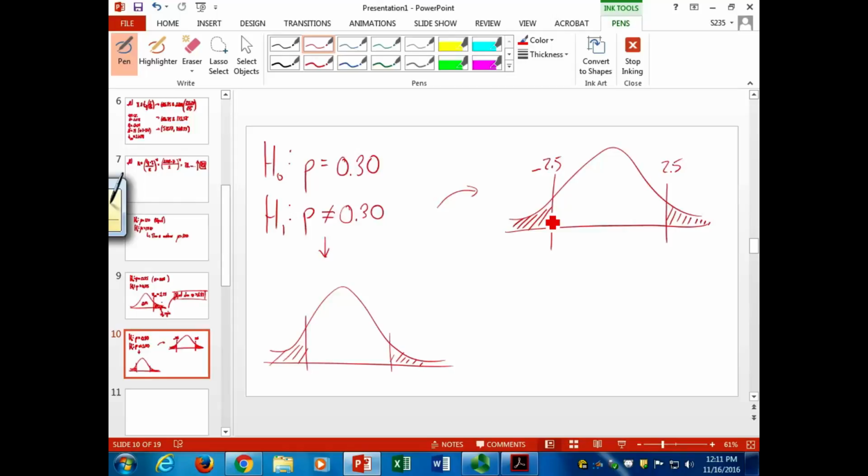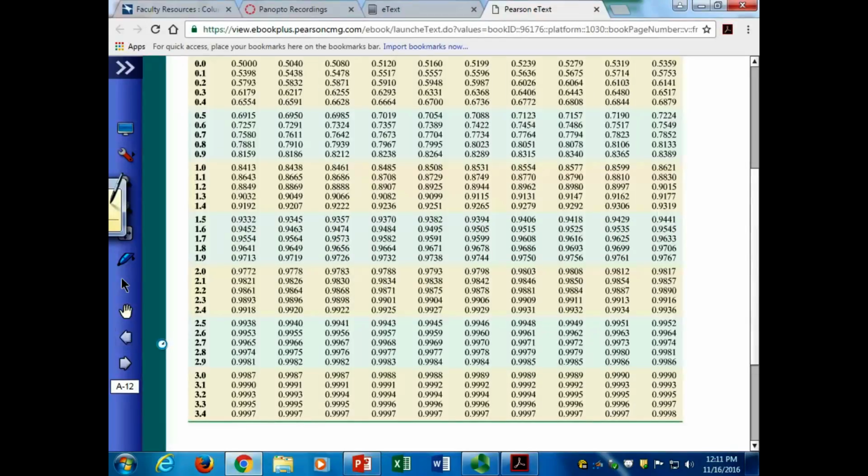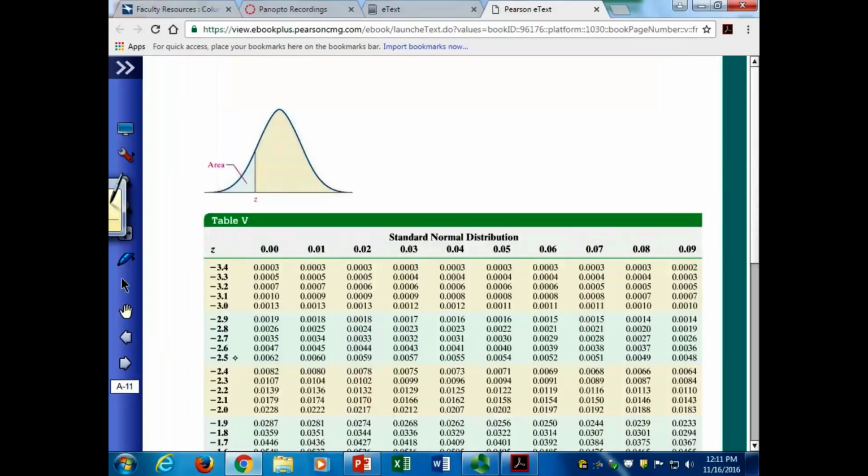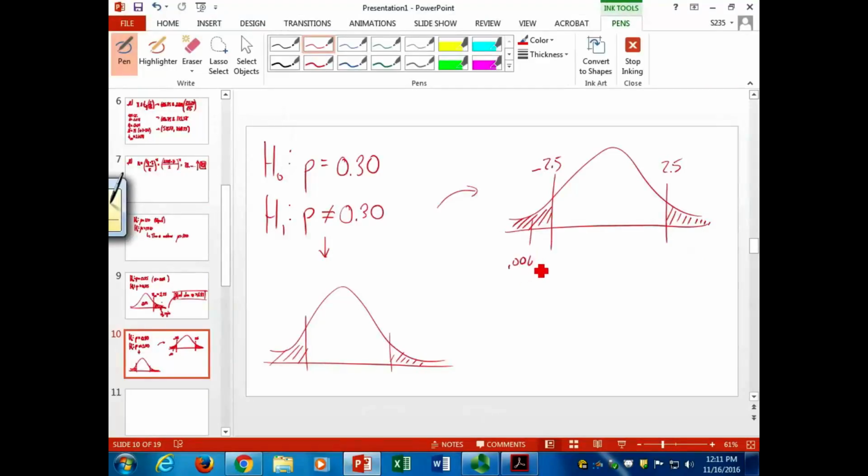So we need to go to the z-table. If you go to the z-table and look up 2.5 or negative 2.5, say, I'll look up the negative one. Negative 2.50, it has 0.0062 below it. So that means there's 0.0062 down here and 0.0062 up here. And we combine the two tails. So together that would be 0.0124. And I think that would be your p-value.